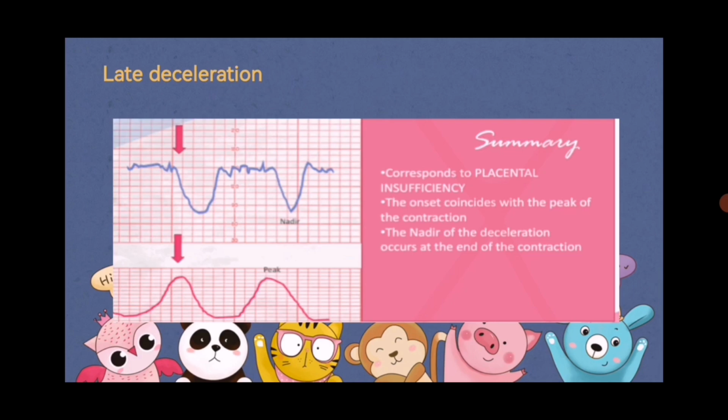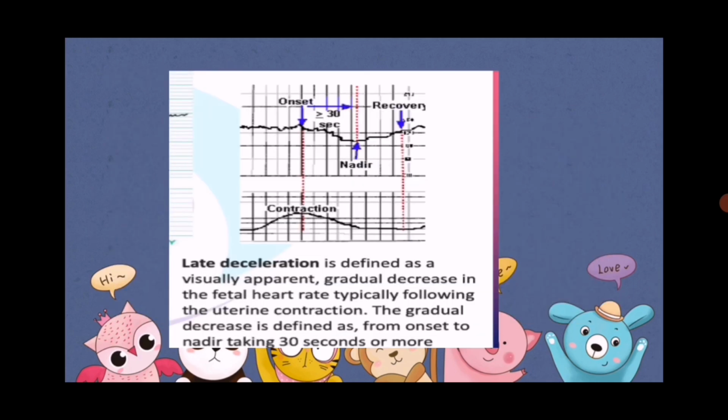So late decelerations correspond to placental insufficiency. The onset coincides with the peak of the contraction. So you can see when there is a peak of the uterine contraction, at that time the late deceleration starts, and the nadir of the deceleration occurs at the end of the contraction. Here is another picture. See, the onset of the deceleration and the peak of the uterine contraction coincide, and when the uterine contraction ends, there is the nadir of the deceleration.